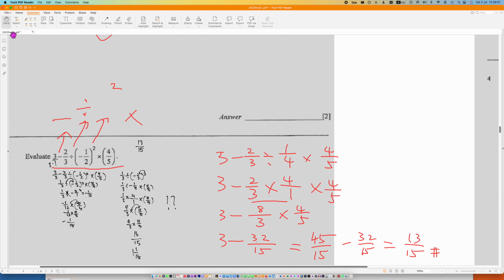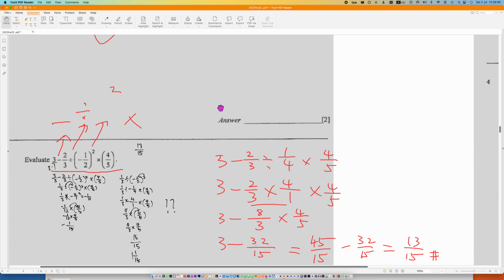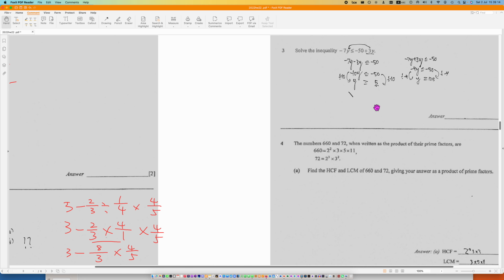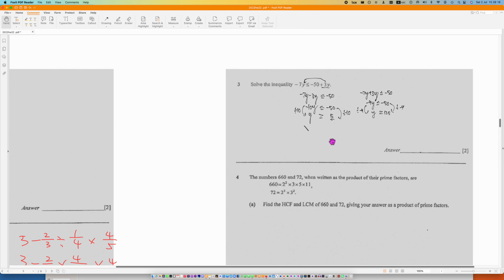Okay, next. Inequality once again. What's the rule? If it's times or divide by a negative number on both sides, the inequality sign must switch. Did you switch? Yes. So you divide by -10 on both sides, so switch. Very good, switch.